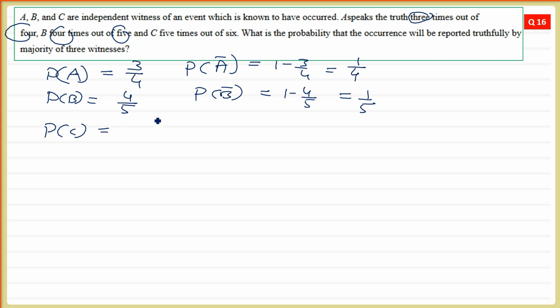Coming to C. C's probability is 5 times out of 6, so 5 divided by 6 it will be. And C not speaking the truth is 1 minus 5 by 6. 1 minus 5 by 6 is what? It's going to be 1 by 6.